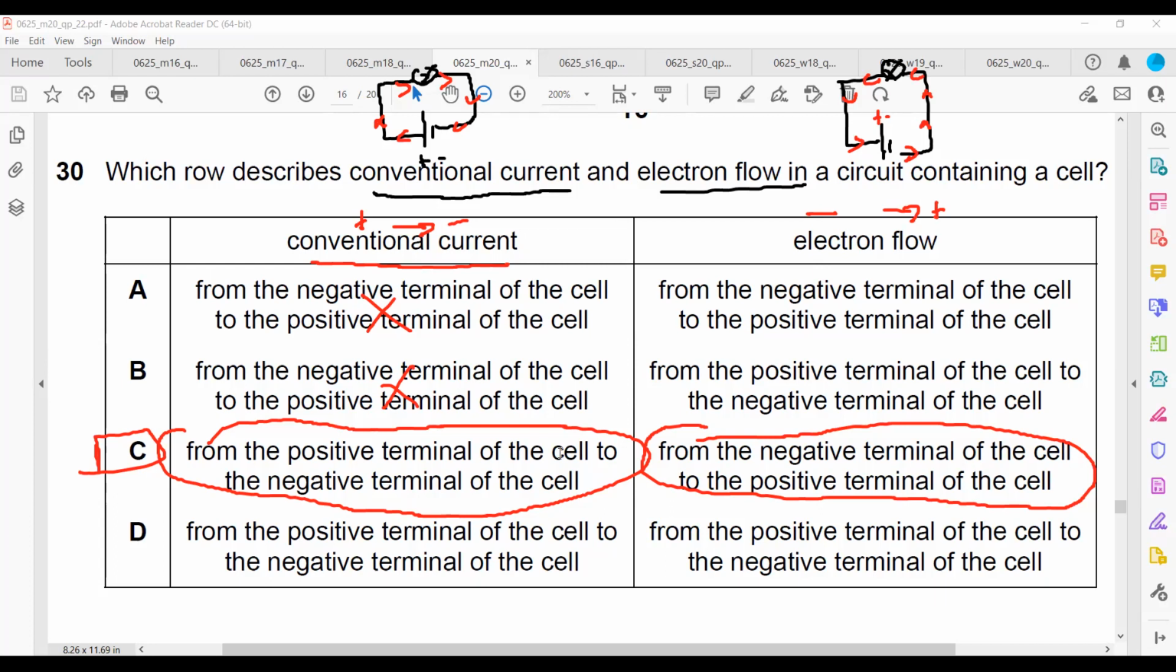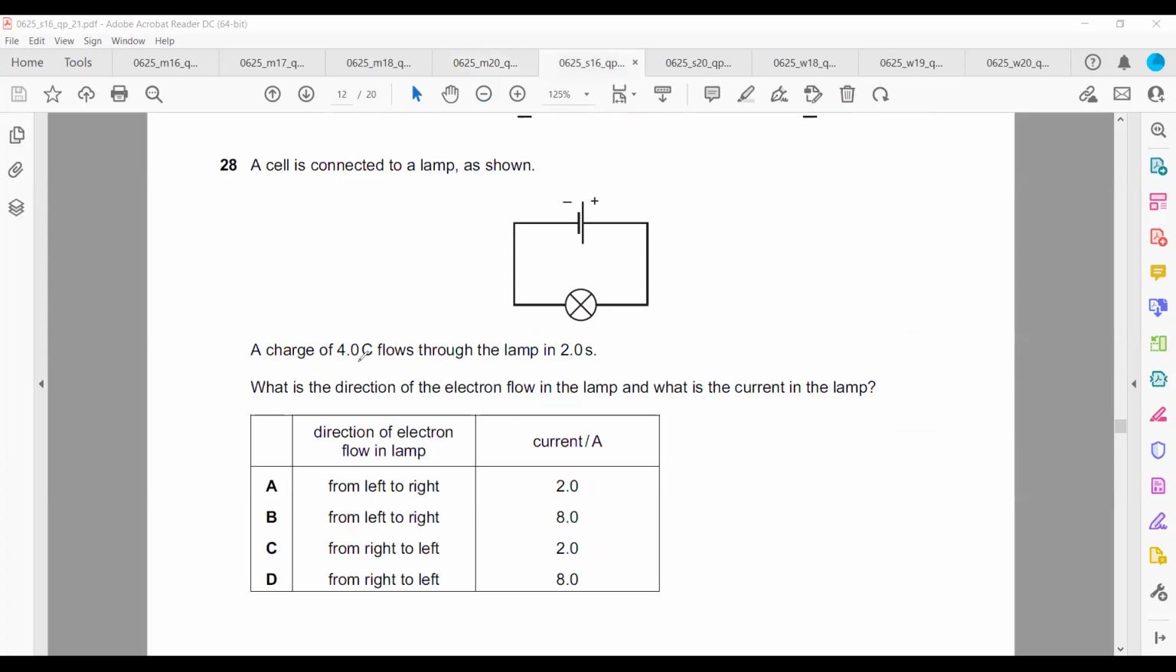So another one, as you can see, a cell is connected to a lamp. A charge of 4 coulomb passes in 2 seconds. What is the direction of electron flow and what is the current? So how to find the current? The formula for current is charge divided by time. So charge is 4 and the time is 2. So 4 divided by 2, that's equal to 2 ampere. So the option with the 2 ampere, either A can be an answer or C.